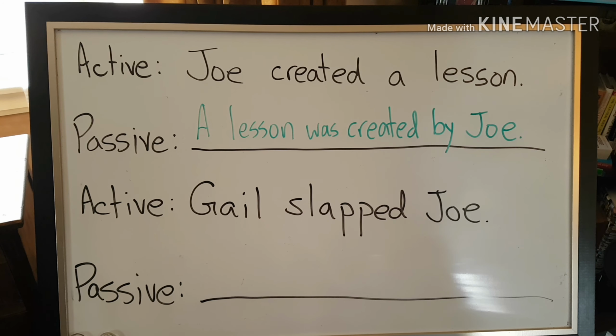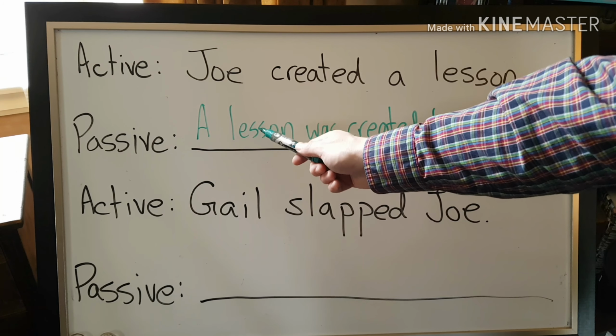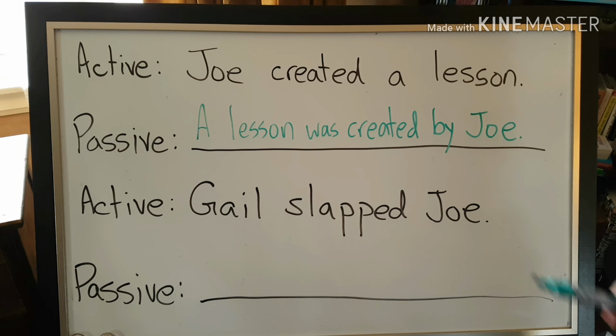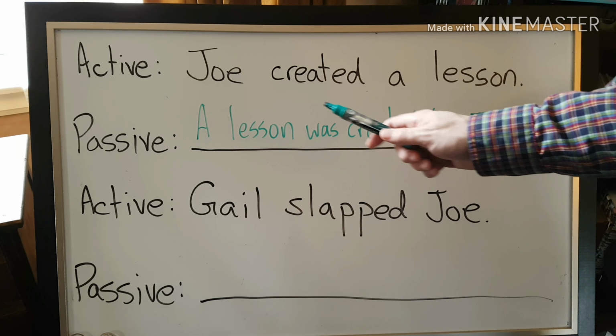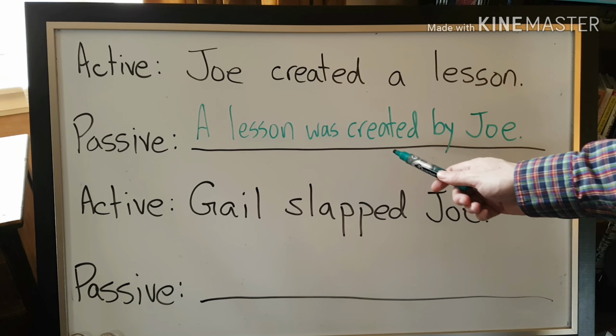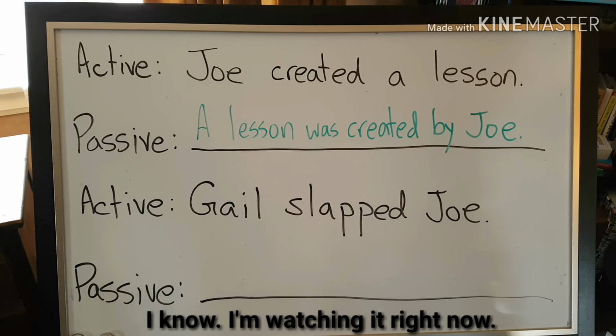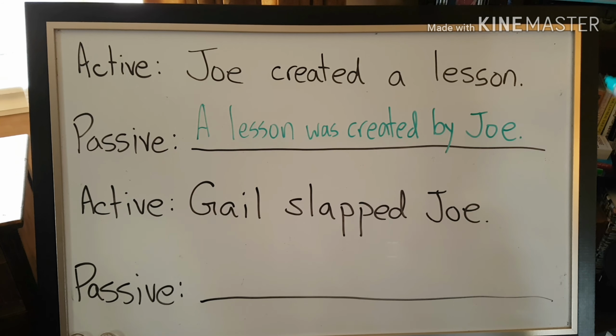Okay, we're back. So now you can see the answer. A lesson, so that's our object, our noun, was, that's the be verb, created. That's the past participle. A lesson was created by Joe. If you want to say who did it, you can put it in at the end, by Joe. Let's go to the last example. See if you can fix that one.